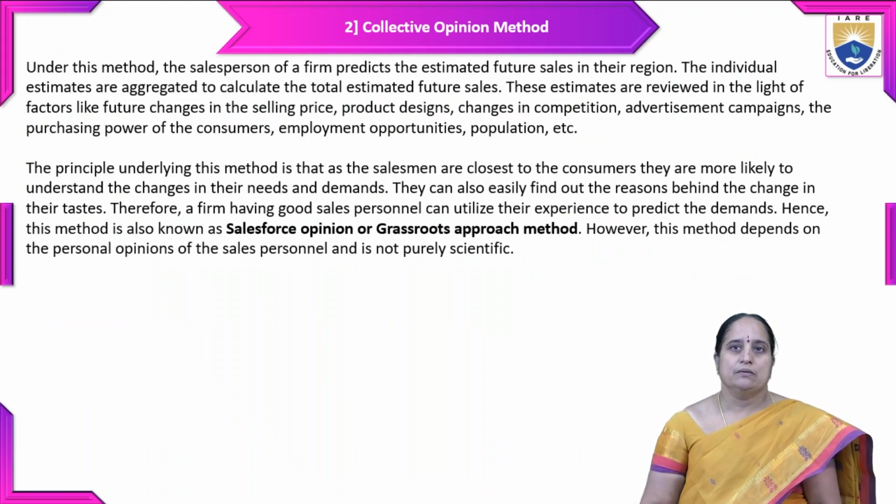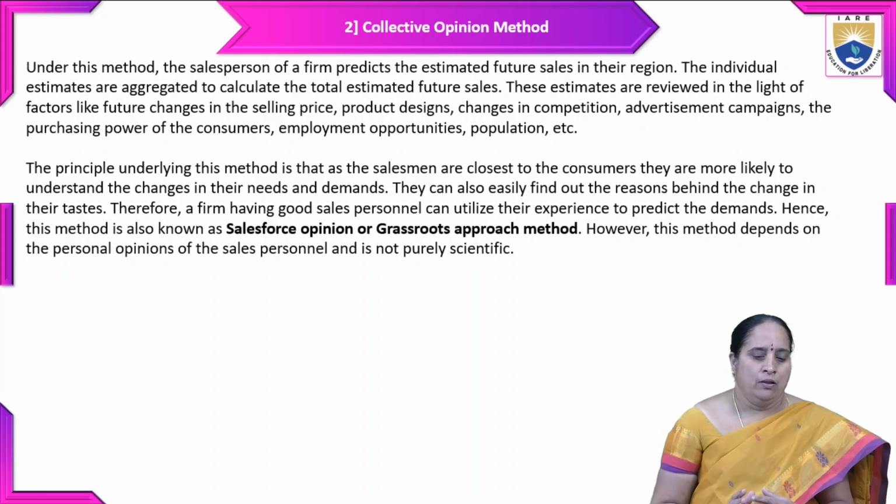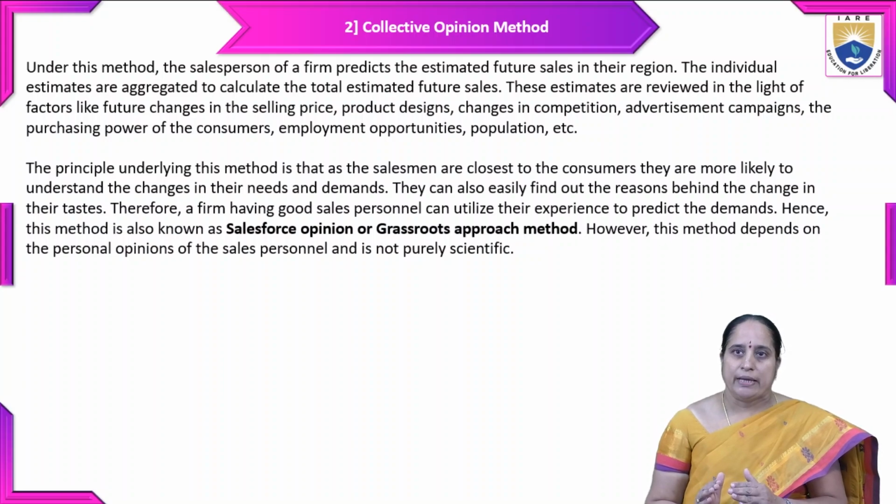Then the second method is the collective opinion method. Under this method, the salesperson of a firm predicts the estimated future sales in their region. The individual estimates are aggregated to calculate the total estimated sales. These estimates are reviewed in the light of factors like future changes in the selling price, product design, changes in the competition, advertisement campaigns, the purchasing power of consumers, employment opportunities, population, etc. Based on that, we can see there may be changes in demand.